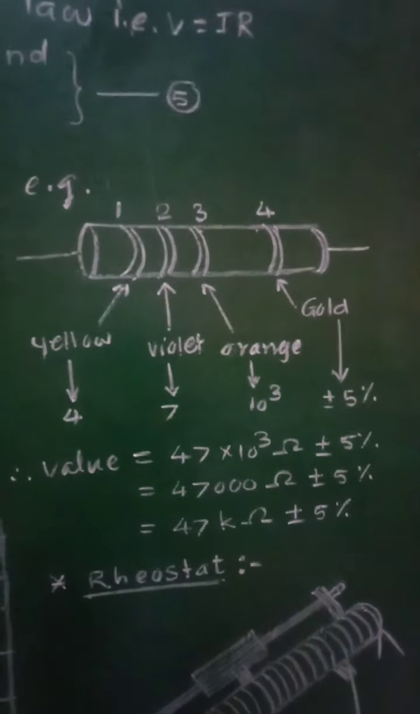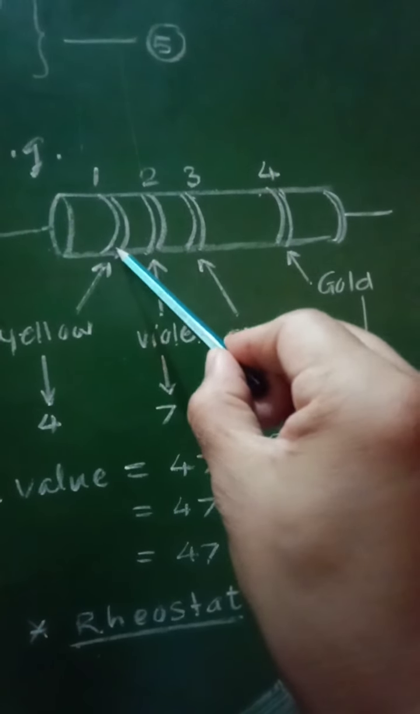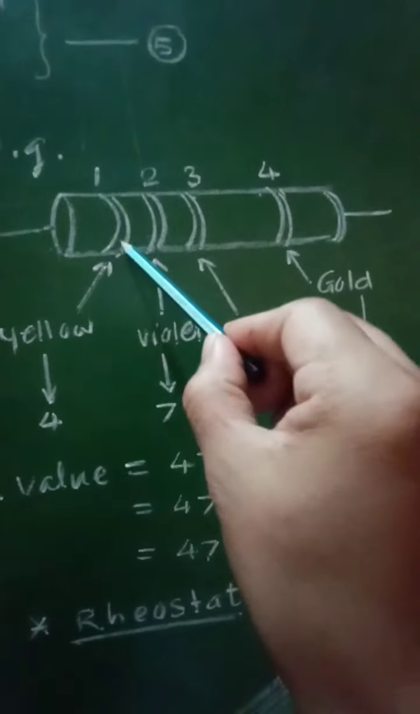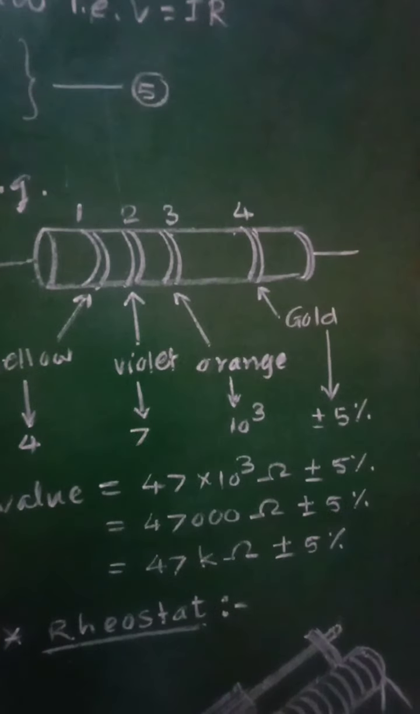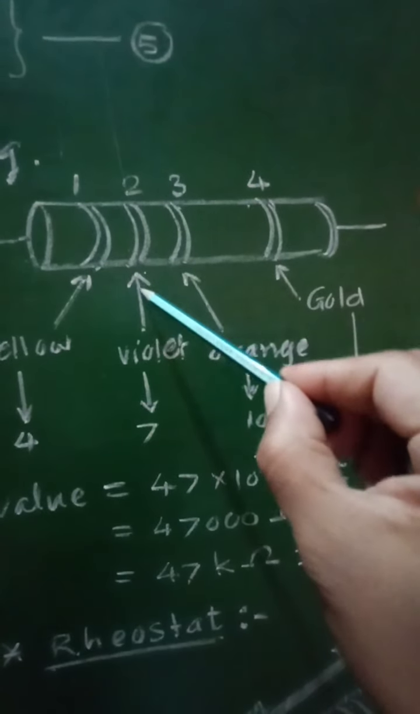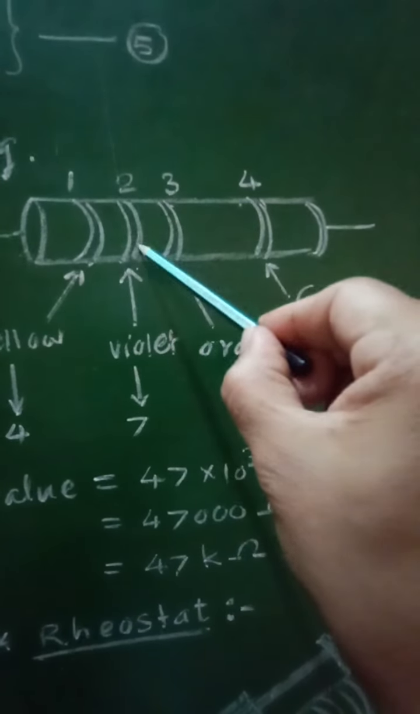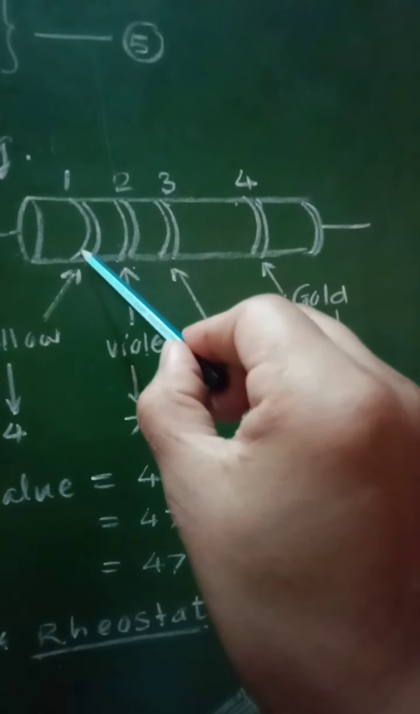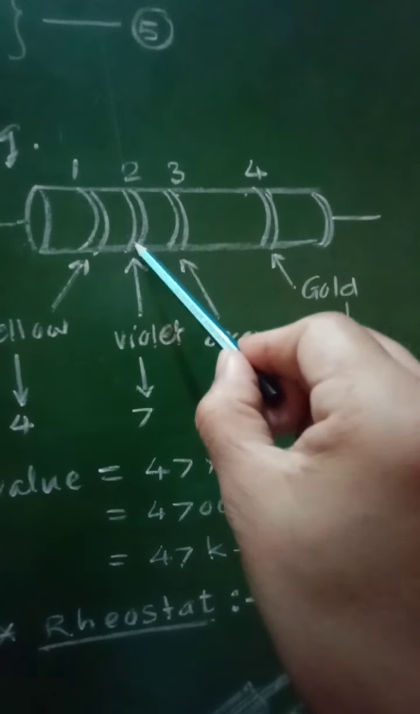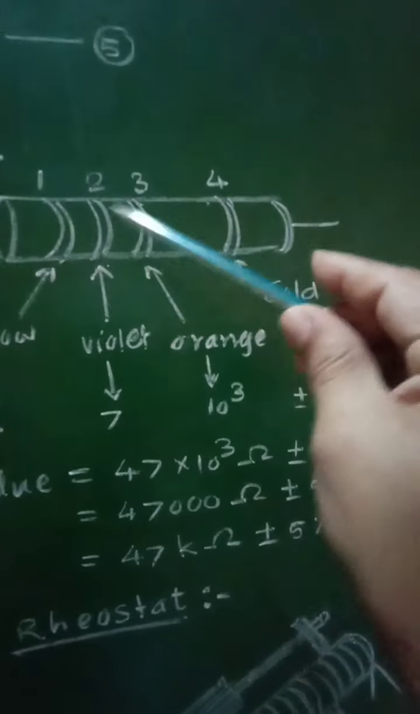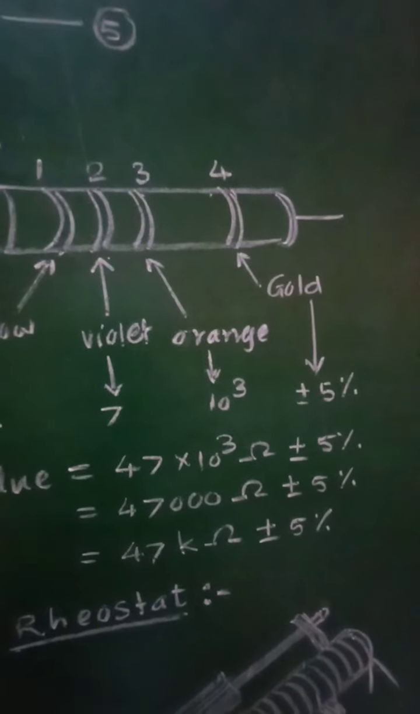Now what is the procedure? Let us see. First of all, the first color ring will represent the first digit in the value of resistance. The second color ring will represent the second digit in the value of resistance. So first and second color rings will represent the first and second digit in the value of resistance. Then the third color ring will represent the multiplier in the form of power of 10.